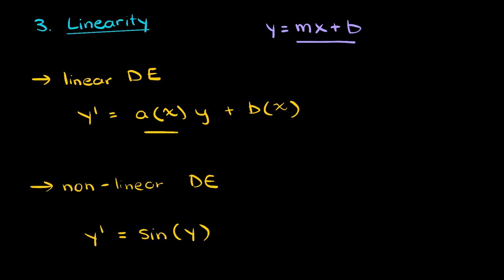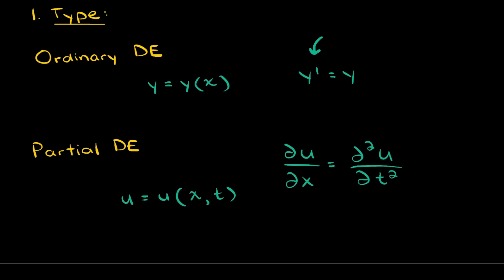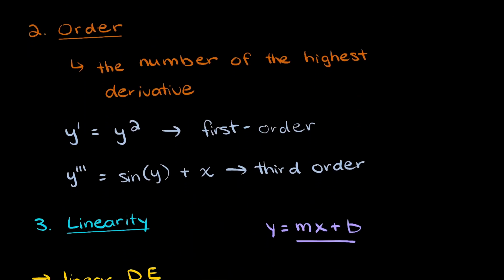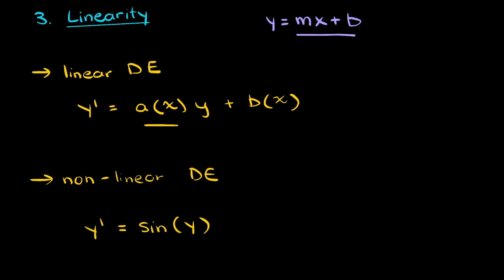Okay. Now the final thing I want to talk about in this video, before I get to that, actually, let me just review what we were just saying. So we have three ways of categorizing any kind of differential equation. We can think about its type, if it's ordinary or if it's a partial differential equation. We can think about its order, whether it's first order, second, third, etc., the highest derivative. And then we have linearity, whether it's linear or not, and how to recognize that.